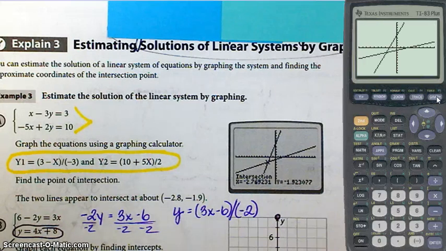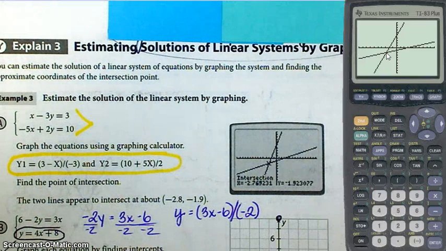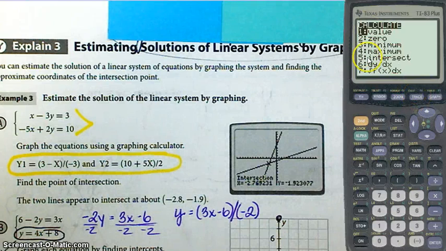There's your second line. And we can see that this intersection is the solution, but I don't exactly know what precisely that point is. So there's a way that you can figure it out. Hit the second function button and then go to trace, because you're going to pull up this calc menu. So second trace, here's your calculate. We want the intersection. We want to know where do those two lines intersect.